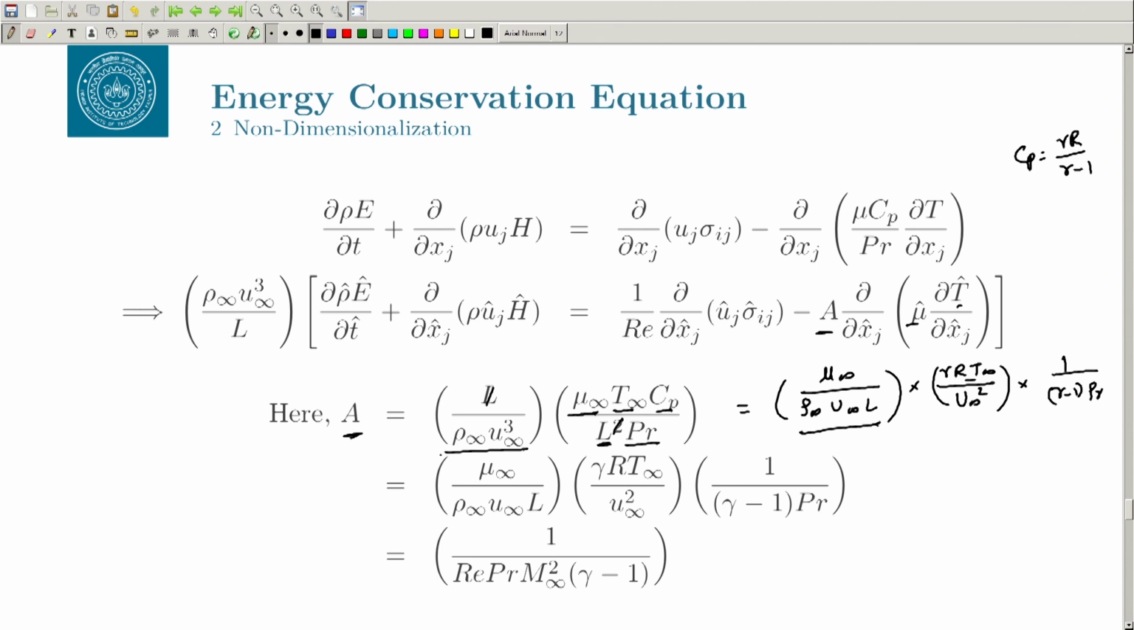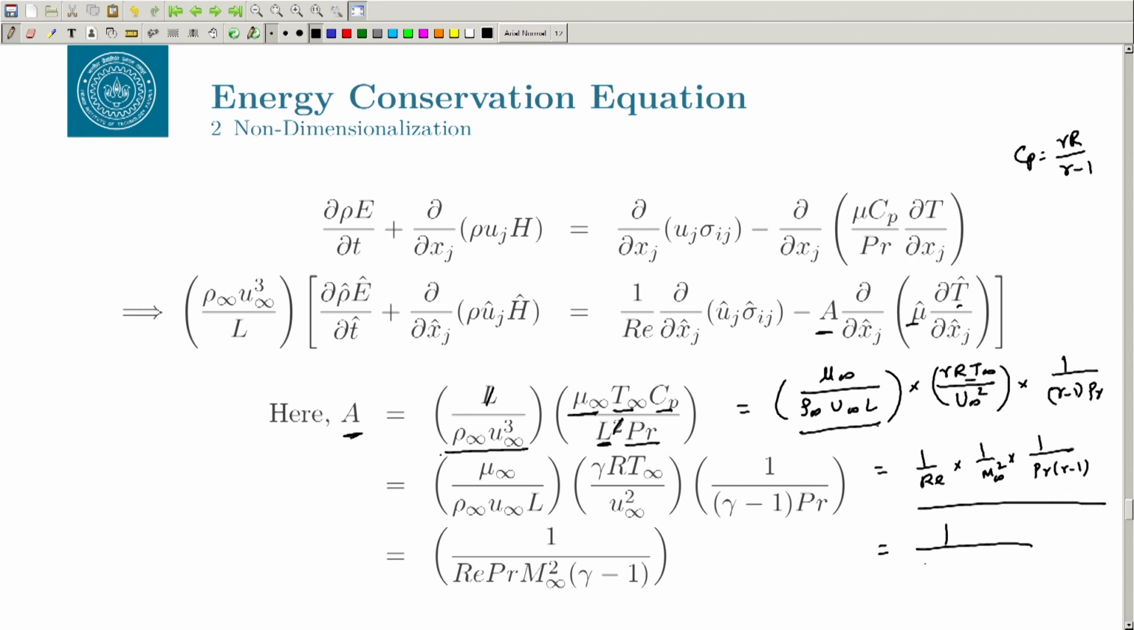So, this is your Reynolds number. This is 1 by Re, this is 1 by Mach number squared, and this is 1 by Prandtl number into gamma minus 1. You can see the thermal conductivity term has got so many terms.